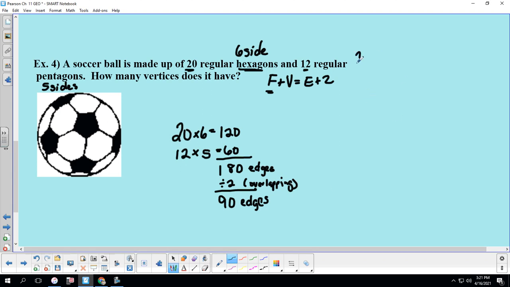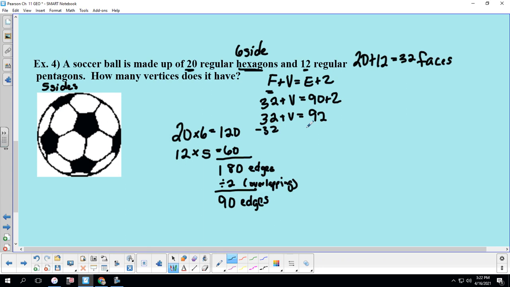All right, so we have 90 edges, and then if we add our 20 plus our 12 polygons, we know we have 32 faces. So this is going to be 32 plus V equals 90 plus 2. I love it when the algebra is easy. Subtract 32 from both sides. V is equal to 60. We have 60 vertices.